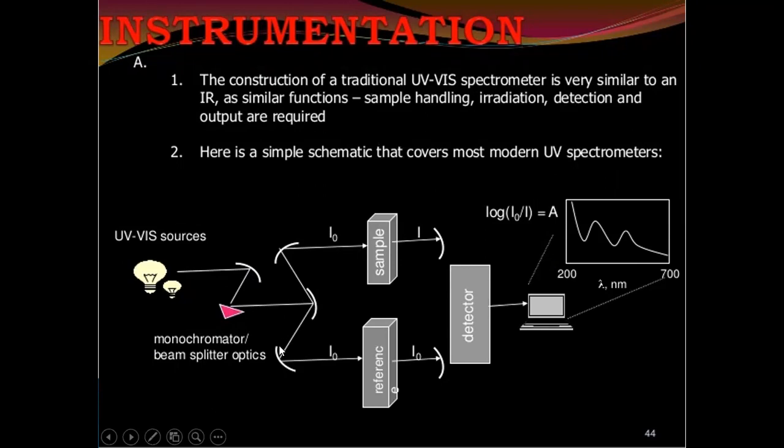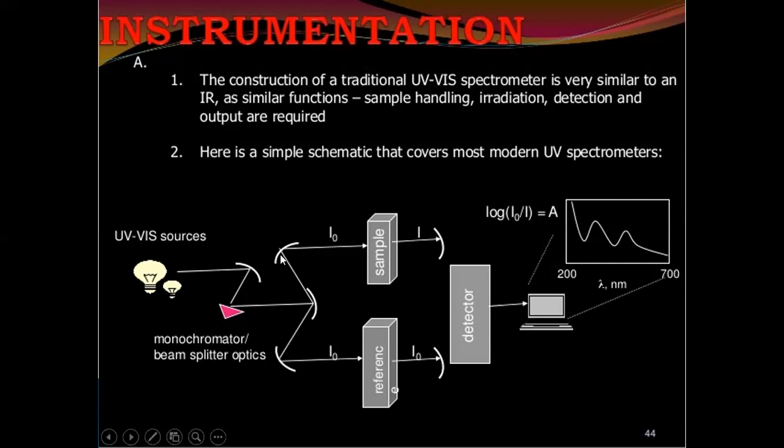Again, splitting fibers are there. After passing through the monochromatic radiation, it is split by the splitting optics, and this is a double beam spectrometer, a UV-visible spectrometer. Ordinary light comes and goes into the monochromator, and this monochromatic light, whatever is coming, is split up using the beam splitter.